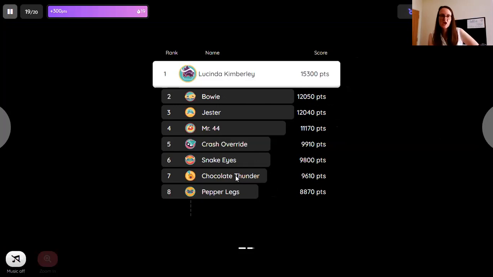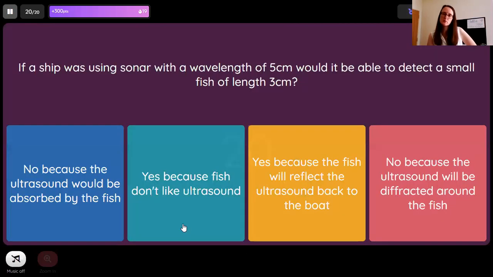I think this must be our last question. If a ship was using sonar with a wavelength of 5 centimetres, would it be able to detect a small fish of length 3 centimetres? And the answer here is no, because the ultrasound is diffracted around the fish.